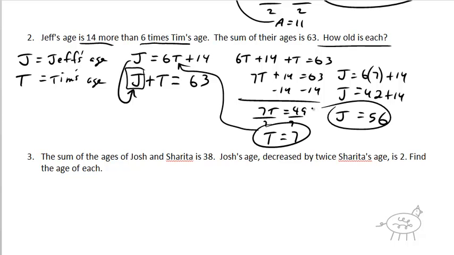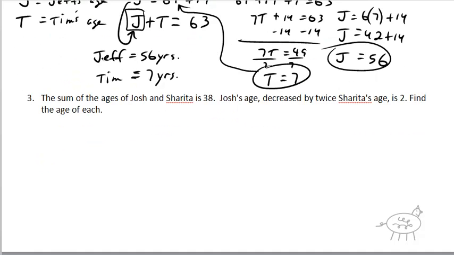Okay, so just to put this all in words now, you're going to say Jeff is 56 years old and Tim is 7 years old. Okay, and let's check it. The sum of their ages is 63. Well, 56 and 7, 63. Jeff's is 14 more than 6 times Tim's age. So Tim is 7. 7 times 6 is 42. 42 plus 14 is 56. Okay? Pretty easy stuff. Okay, let's keep going here.